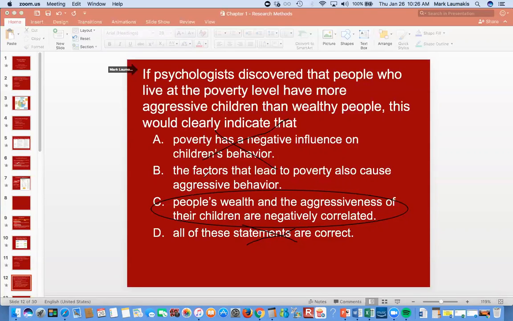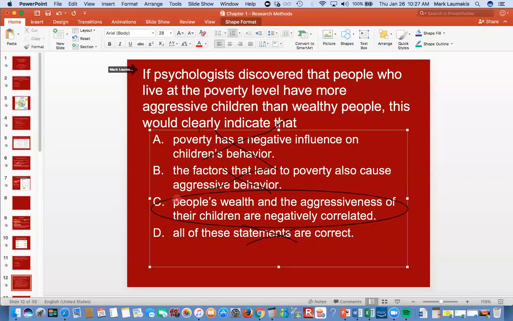And B says the factors that lead to poverty also cause aggressive behavior. We don't have anything regarding other stuff. We've got poverty level, so less money, thumbs down on my left hand, more aggression, thumbs up on my right hand. They're inversely related. They move in opposite directions. That's just a negative correlation. It's as simple as that, right? It's nothing more than the fact that we've got this negative correlation. Okay? Questions on that at all? Why this is C?